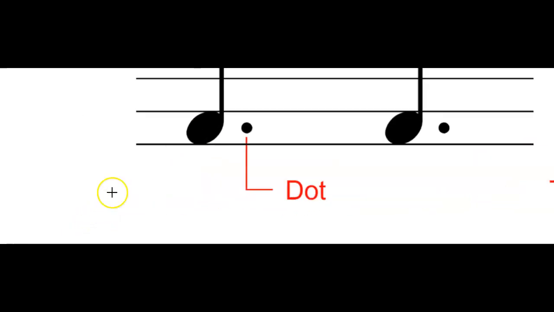So, notice this dot is to the right of the note. It is not below it or above it. If it were a dot that was right here below this note, it would be called a staccato. When it is right next to a note, it actually increases the duration or length of time of this note. So you would hold it out, sing it longer.